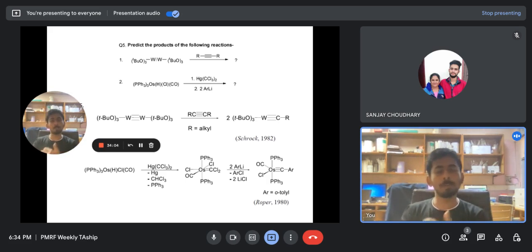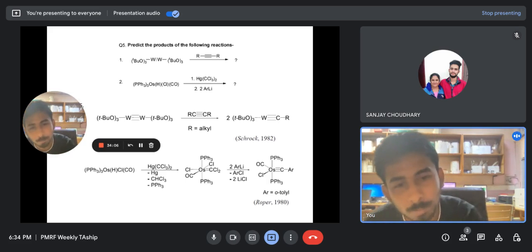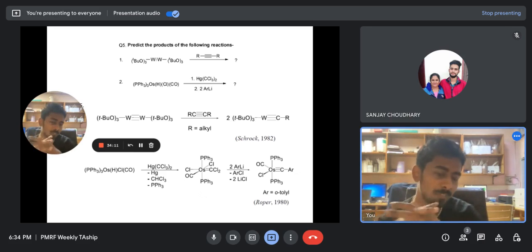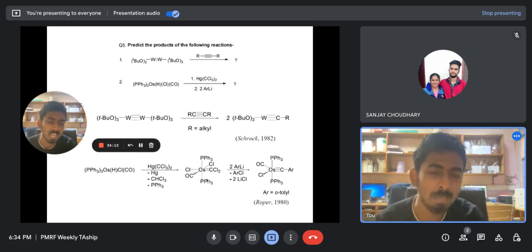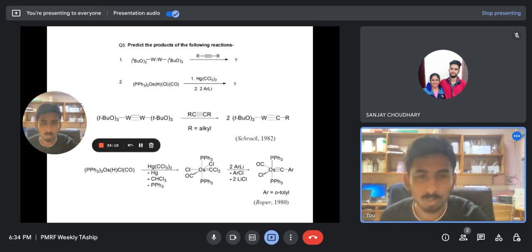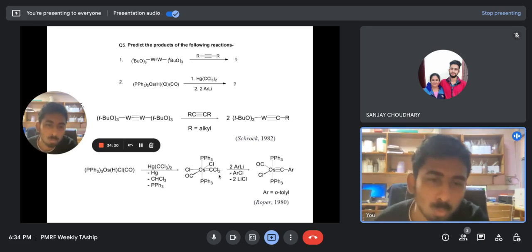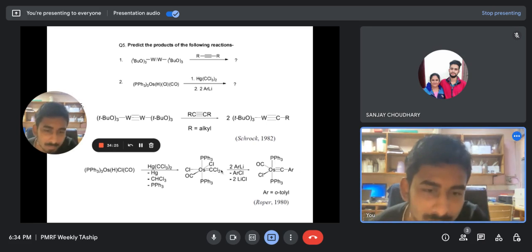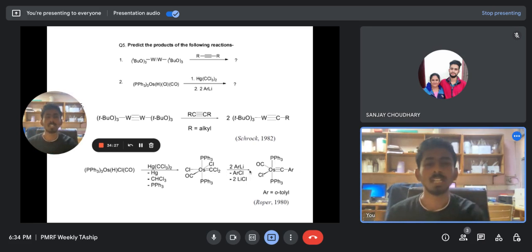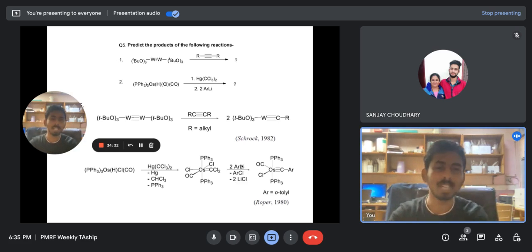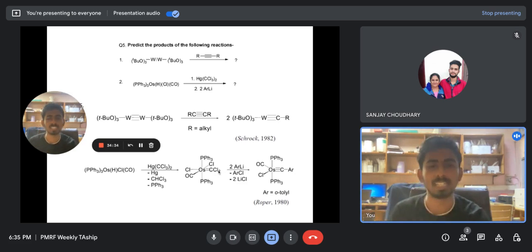So it's a Fischer type of carbene. You can also say it is intermediate between Fischer and Schrock, but I will be leaning towards the Fischer kind of carbene compound. So when this Fischer type of carbene compound is treated with two equivalents of aryl lithium, this Ar minus will be bound to the osmium center. In this case, lithium chloride will be eliminated because it is lithium plus and two chlorides are there, that's why it will be liberated as lithium chloride.